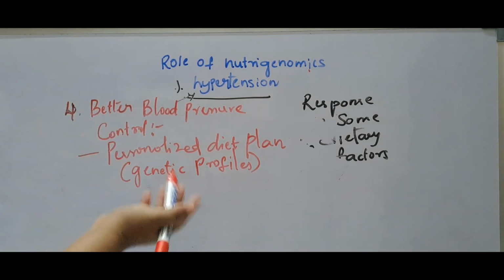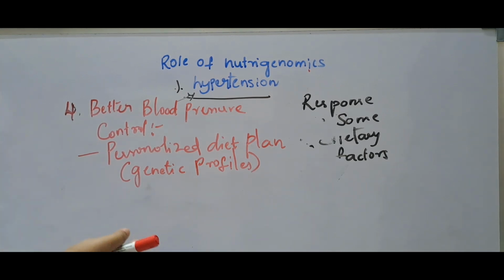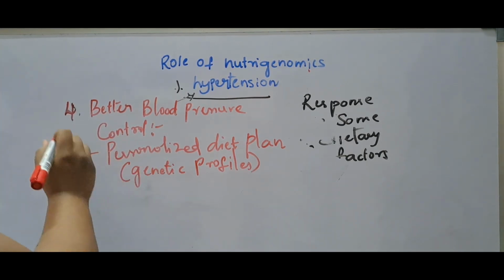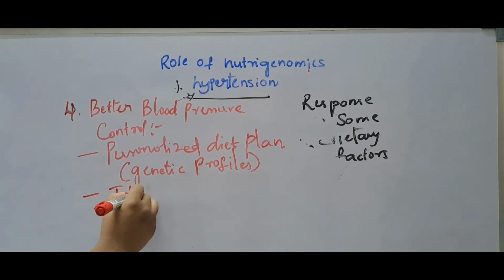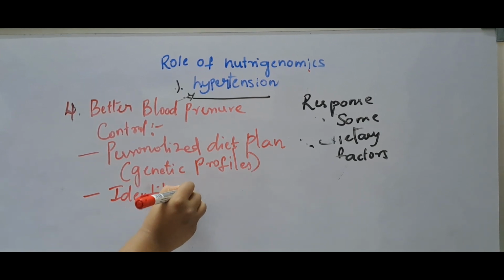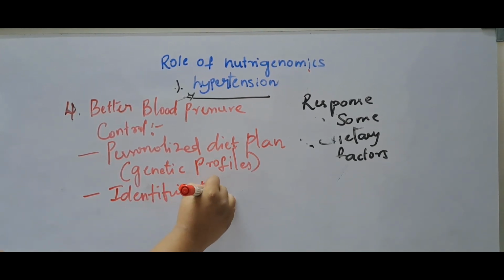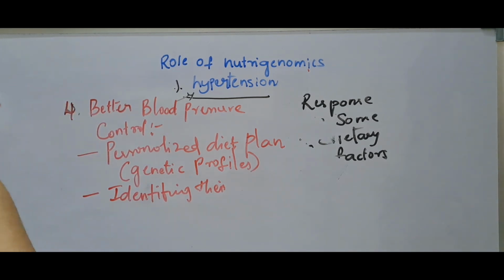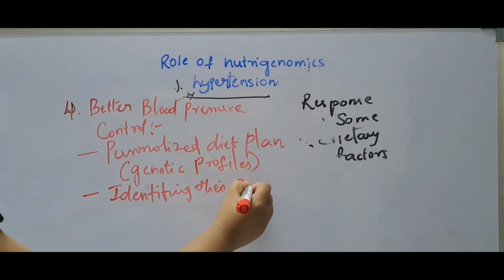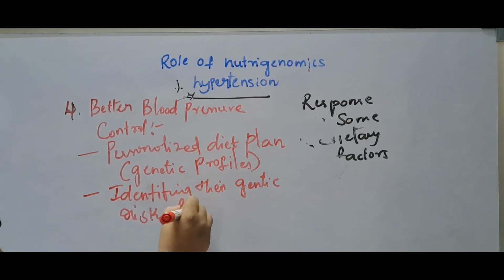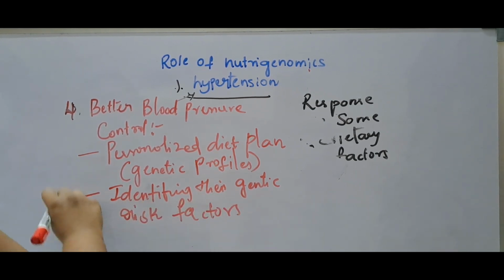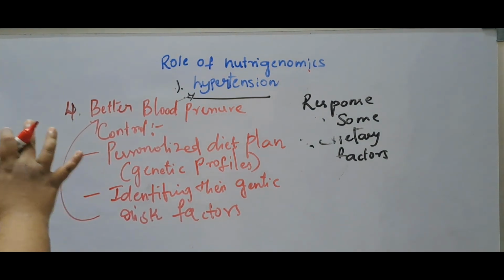Identifying the genetic risk allows individuals to modify their diet and lifestyle. So why we are giving these personalized diet plans: mainly we are identifying their genetic risk factors, which allows them better blood pressure control. Okay, so those are the main four points.